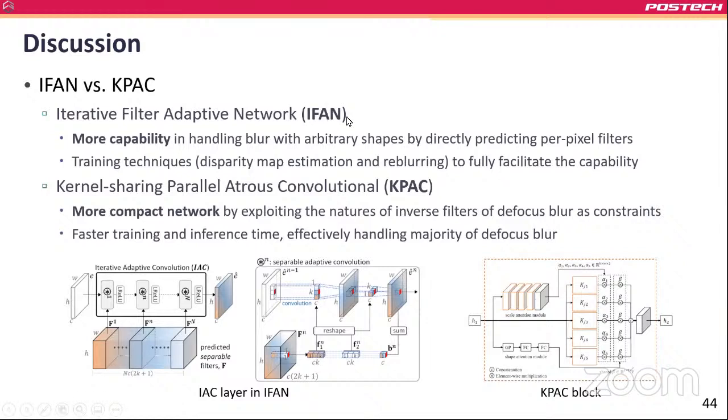But the limitation of this technique is that the network is too big and complicated. In contrast, the second approach is based on fully exploiting the nature of the inverse kernel for defocus blur, and the network is very simple. The training is easier and the inference is simple. Even though it's not as powerful as the first one, it can handle most common shapes of defocus blur. There are some pros and cons, but generally this is more compact and probably more useful in practice.